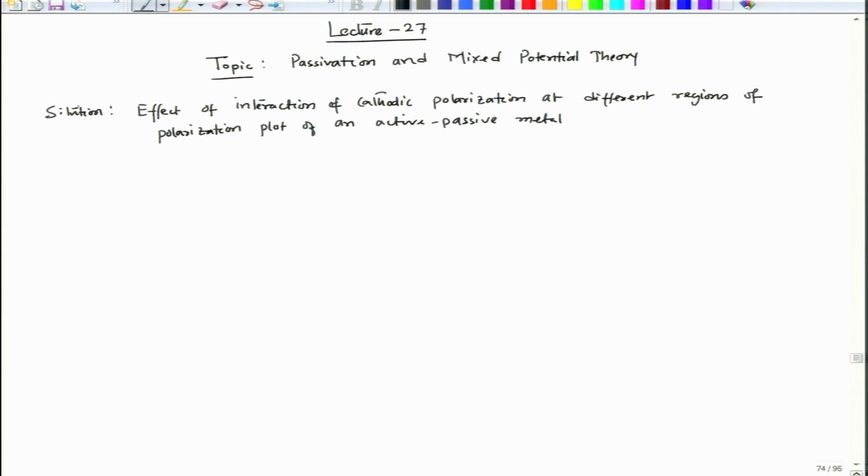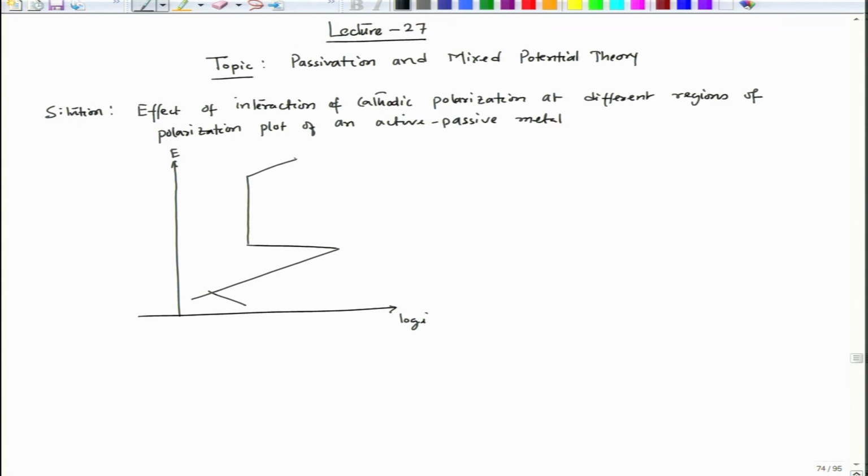Now, in the last lecture at the end we talked about the interaction in the situation where we can have active passive transition. So, this is my active passive metal, which gives you active passive transition, where this is E equilibrium of metal, this is I 0 of metal over metal surface, and this is nothing but I A.